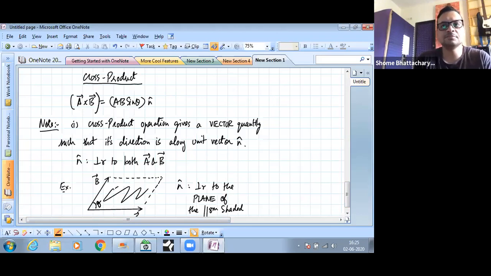How do we decide whether n cap is coming out of my figure or going straight away from me? Okay. So for that we make use of the right hand thumb rule, which I will come back to.